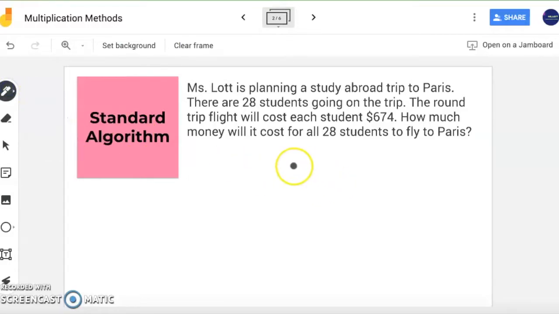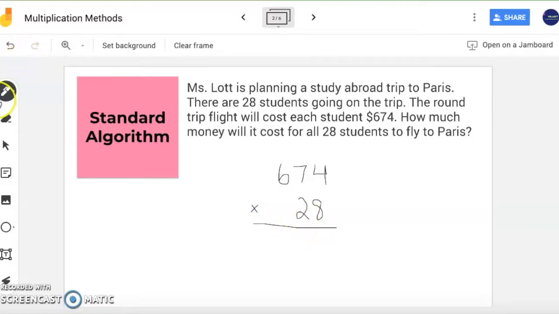So this problem here, notice for each student it costs $674. And we have 28 students that Miss Lott wants to figure out what the total cost will be. So notice for one student it's $674. We need to find how much it will cost for all 28 students. So each student it's going to cost $674. To get all 28, we need to multiply. Now notice I'm rewriting this problem vertically and I'm getting ready to use the standard algorithm to multiply.